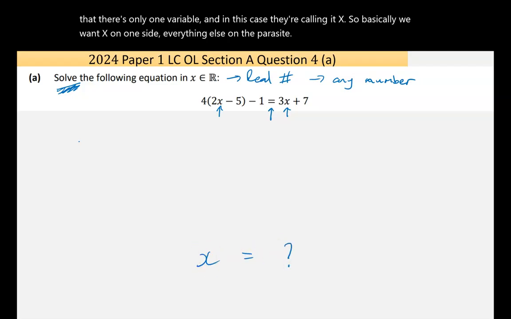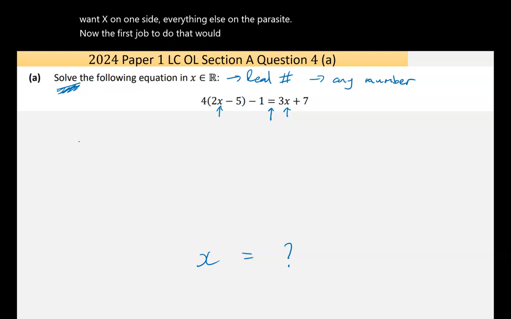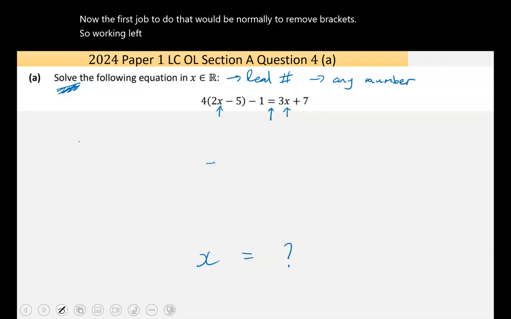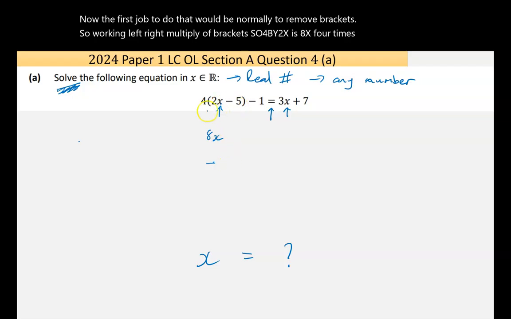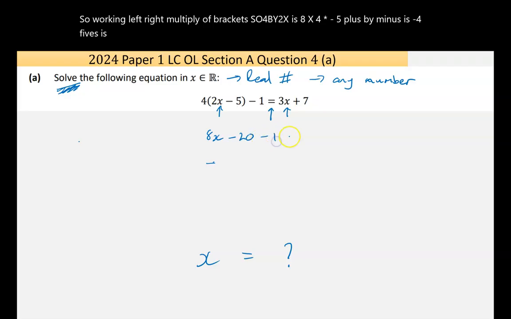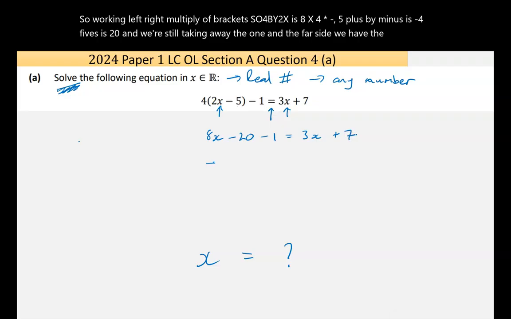Now, the first job would normally be to remove brackets. So working left to right, multiply out brackets. So 4 by 2x is 8x. 4 times minus 5, plus by minus is minus, 4 5s is 20. Now we're still taking away the 1. On the far side, we have the 3x plus 7.